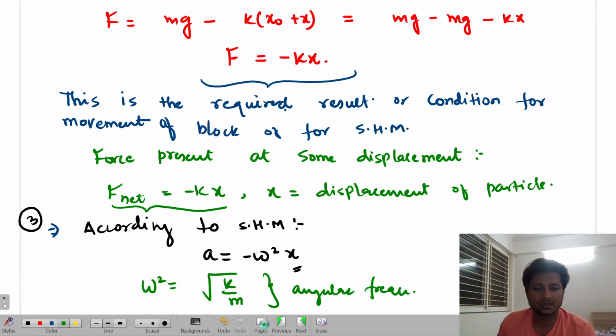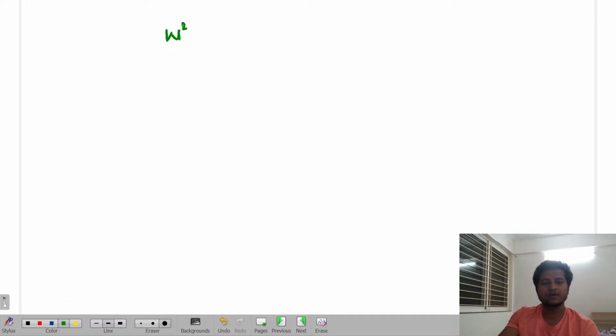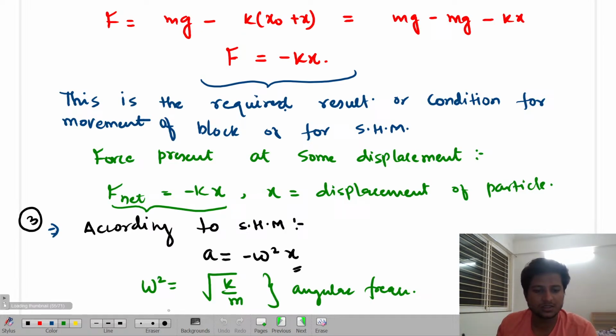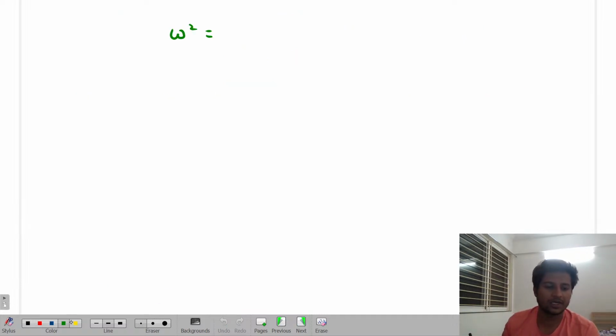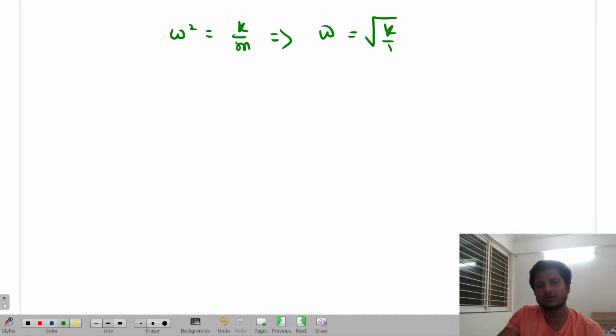Now, if you are aware of angular frequency, which is root, one minute, this will not be a square, okay? Omega is equal to root under k by m. And I know that omega is also equal to 2 pi by time period.